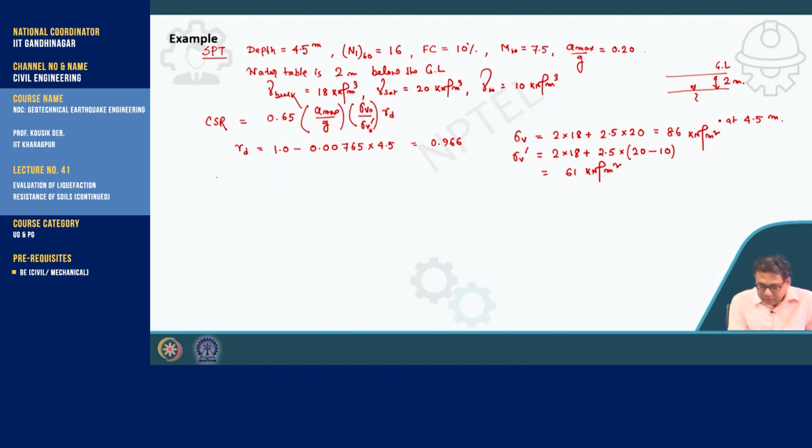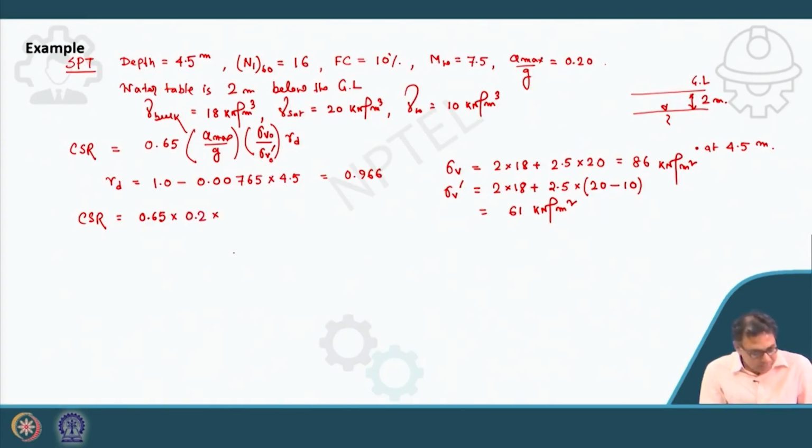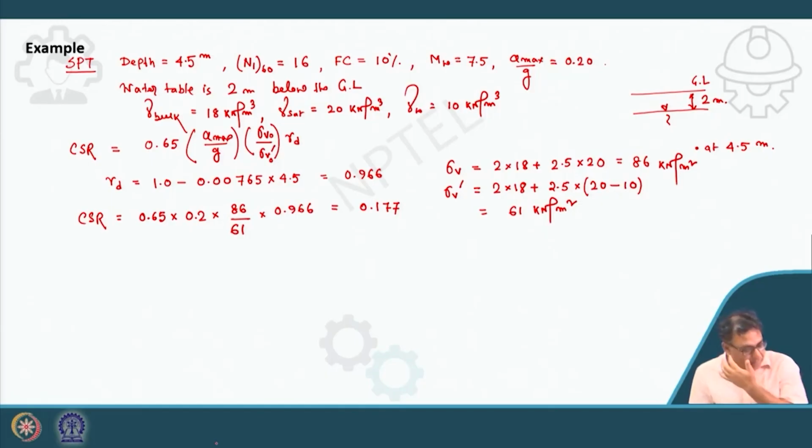Okay, so CSR value will be 0.65, A max by G is 0.2, sigma V is 86 and sigma V dash is 61, and RD is equal to 0.966. So this is equal to 0.177, or 0.18. Okay. So now I will calculate the CRR.